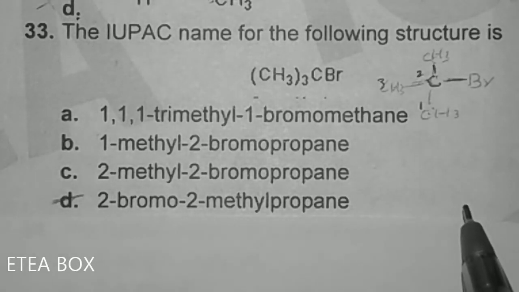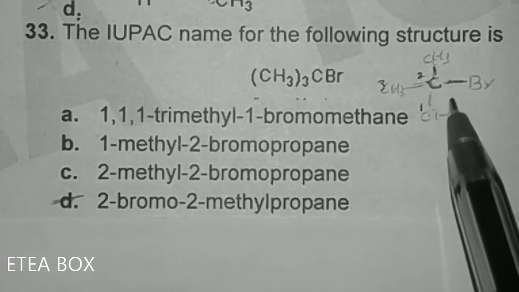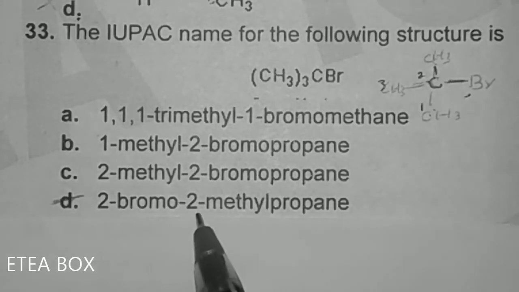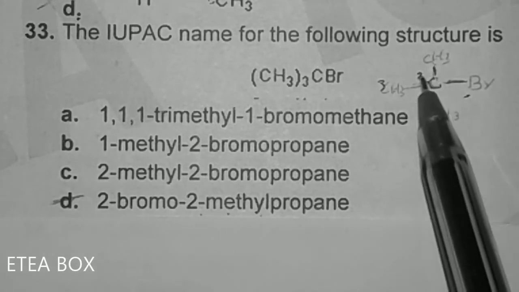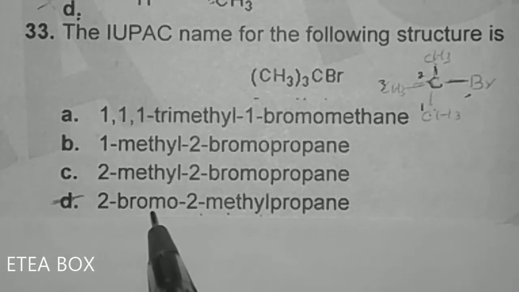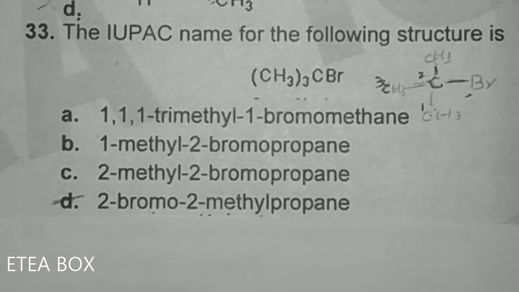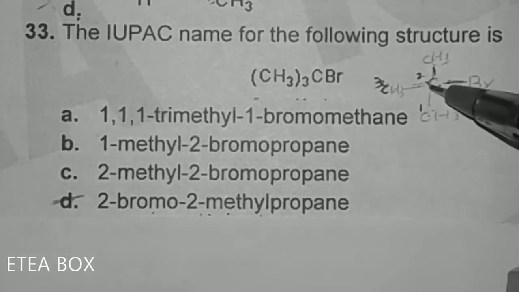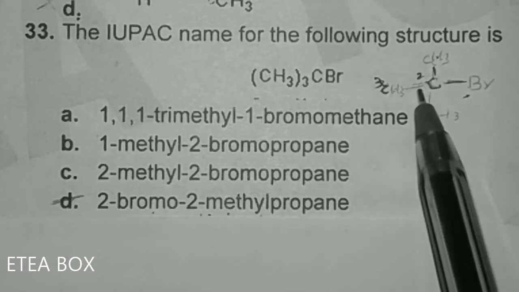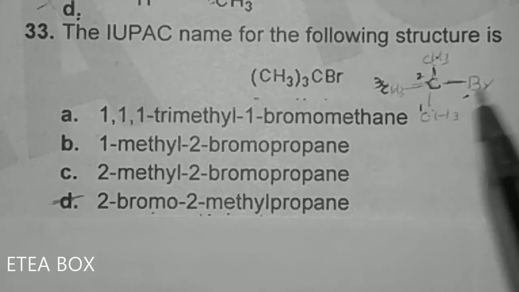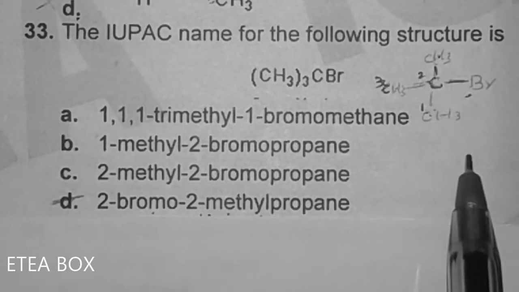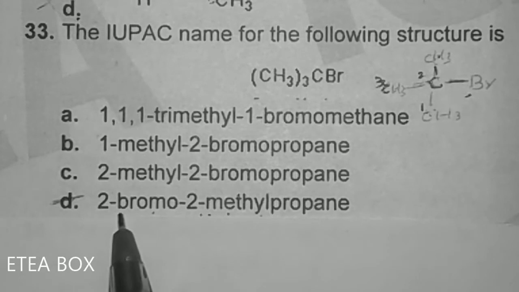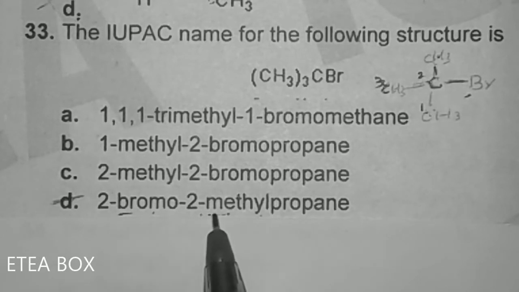Now look, on carbon number 2 bromine is present, and on carbon number 2 a methyl is present. So 2-bromo-2-methyl, and the parent name is propane. So 2-bromo-2-methylpropane. If you select this other carbon chain, then 1, 2 and 3, on carbon number 2 methyl will be present and on carbon number 2 bromine will be present. Now these are the substituents, so you have to name them in alphabetic order. Bromine comes first, B comes first, and M after this.